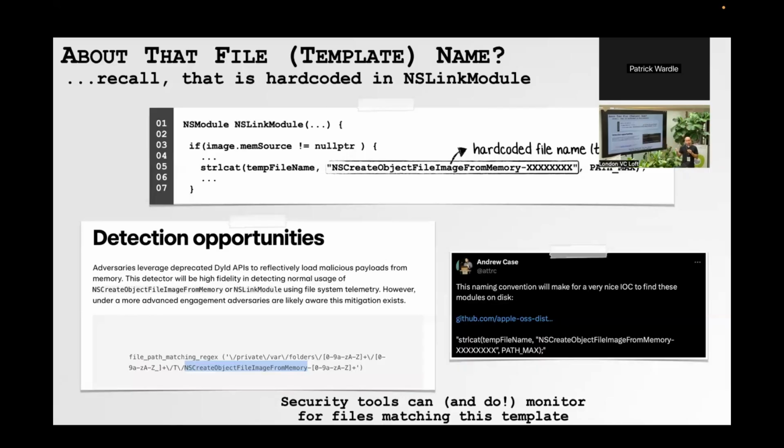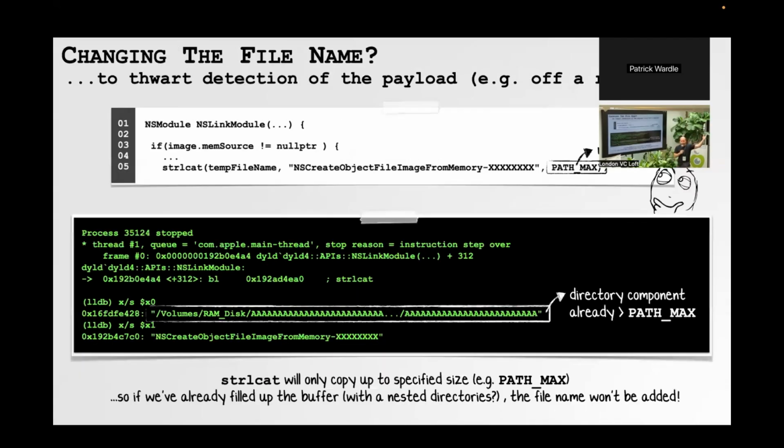And if you see any of those being created, you know it's someone trying to do in-memory code execution. You really want to collect that, because there's not a lot of legitimate software, none that I'm aware of, that uses these APIs to do anything legitimate. So security tools can and were matching on this file name. This means even if we were using that RAM disk approach, security tools could still pick that up.